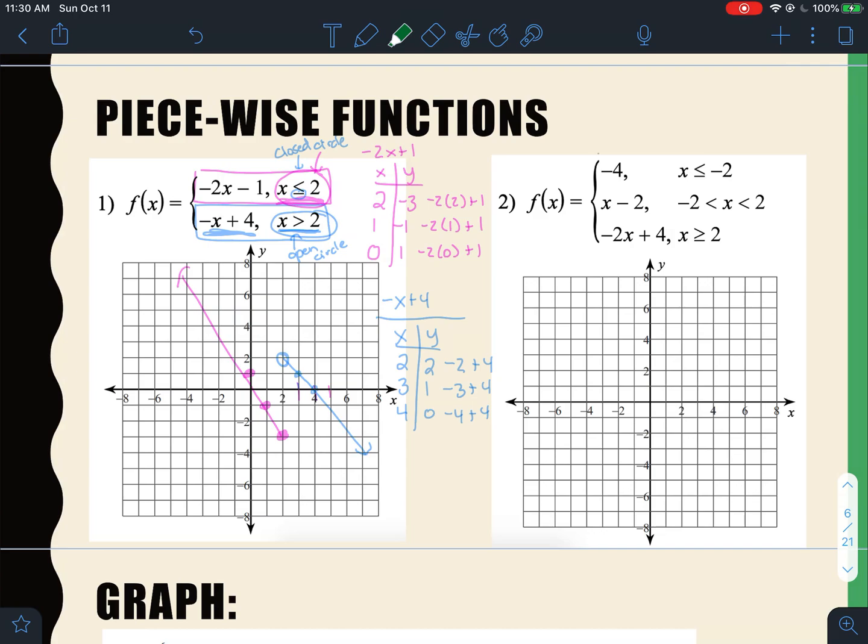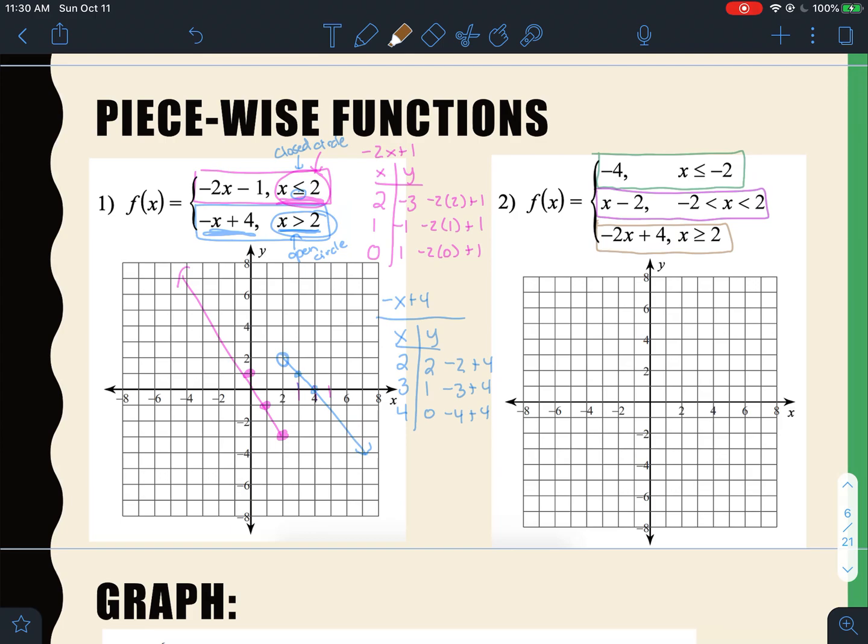So this one has 3 pieces. It's saying that f of x is negative 4 as long as x is less than or equal to negative 2. And then it's saying that f of x is x minus 2 as long as x is in between negative 2 and 2. And then it's saying that f of x is negative 2x plus 4 if x is greater than or equal to 2.